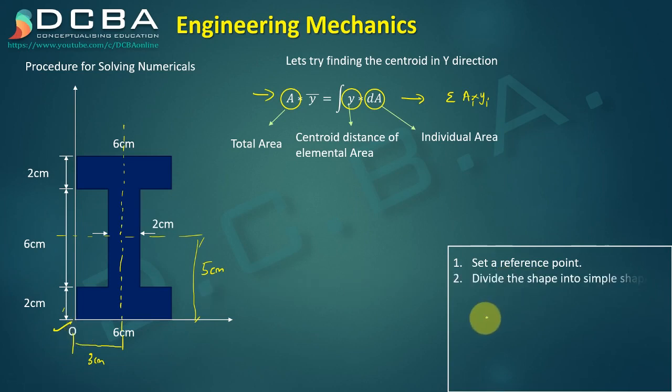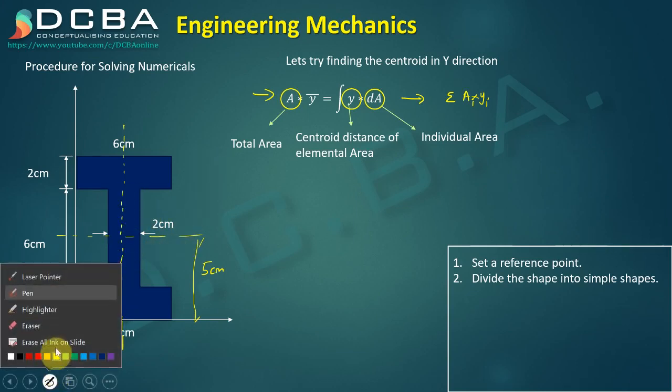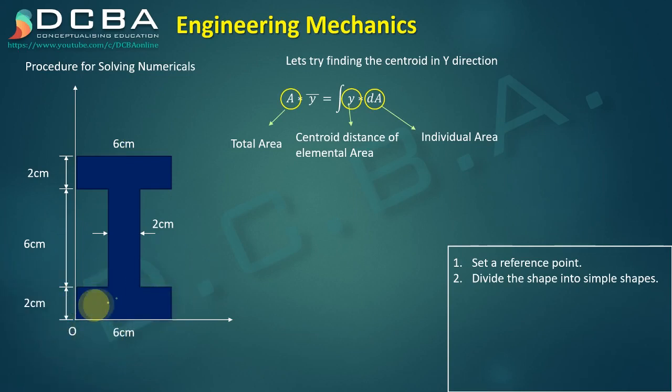Then we need to divide the shapes into simple shapes. Now this is an I section. We can divide it into certain simple shapes. For example, this is a rectangle. It's a simple shape. When I say simple shapes, we have the rectangle, the triangle, the semicircle, and the quarter circle. We will call these simple shapes.